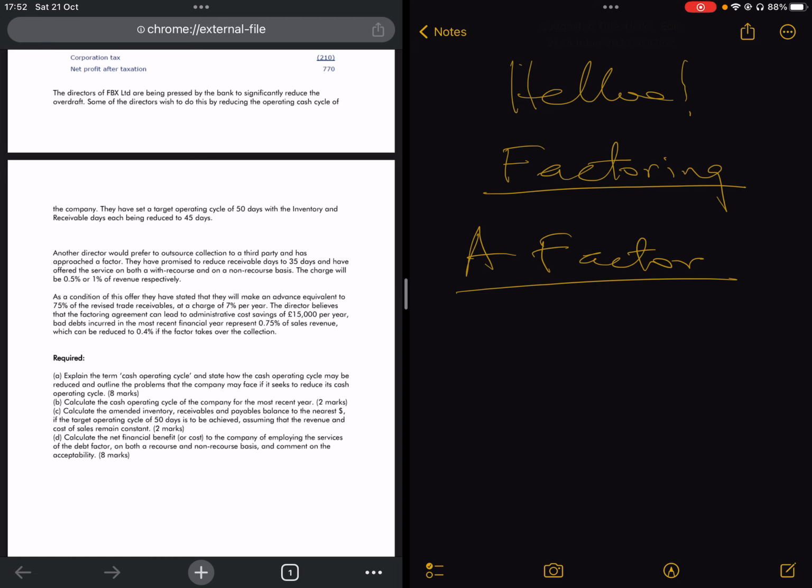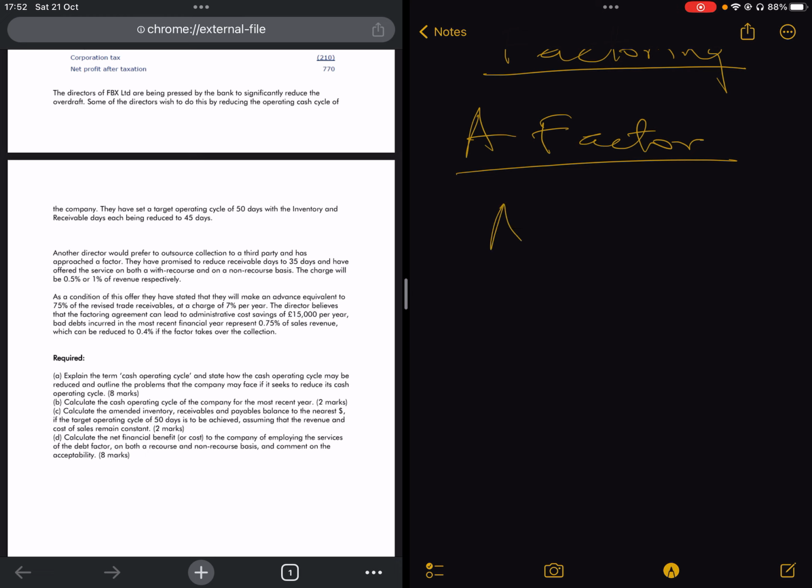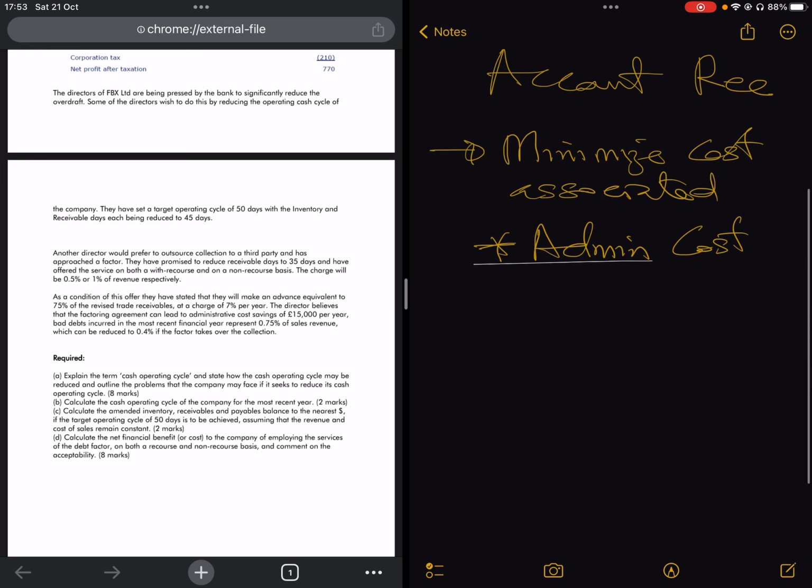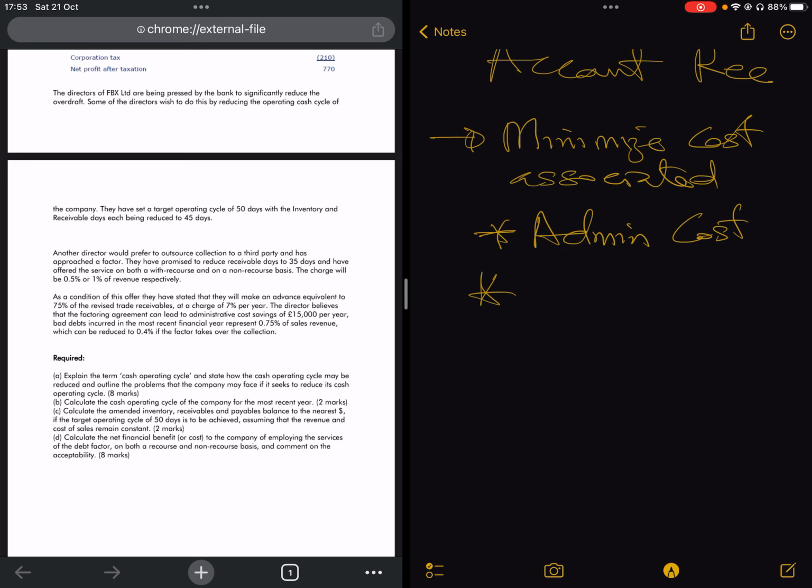In fact, the best way to think about it is, remember when we talk about account receivable, we said the major reason why we need to manage account receivable is because we want to minimize the cost associated with account receivable. And we listed those costs. We said number one is the admin cost, which is the cost that companies incur to ensure that all receivables are being collected. So they will set up an accounts receivable department and employ people there, and those people will be paid salary, right? So it comes with a cost to manage receivable.